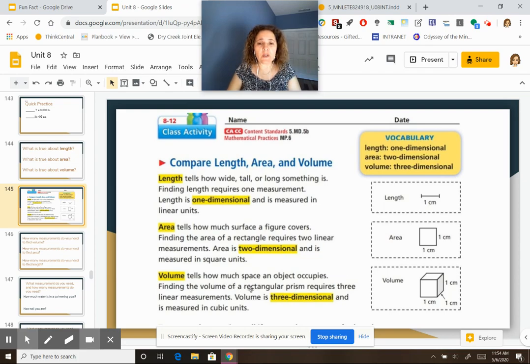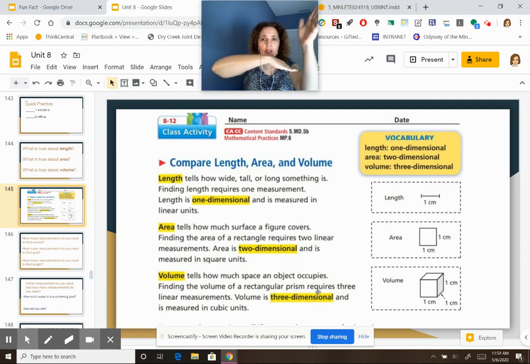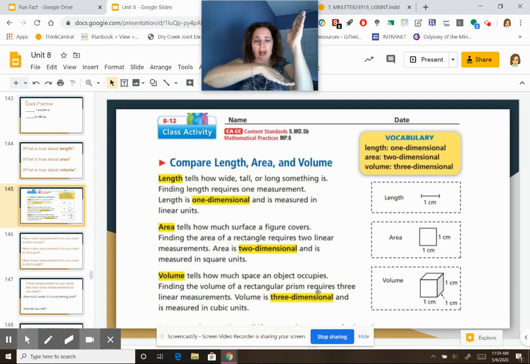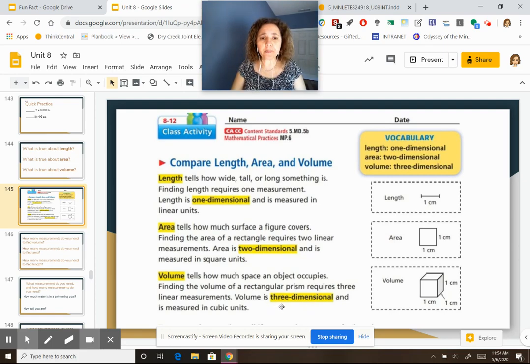Volume tells how much space an object occupies. Finding the volume of a rectangular prism requires three measurements. Remember, we need the length, we need the width, and the height. And those are three-dimensional, right? The volume is used for three-dimensional, and we have three measurements for that. Okay, so volume, we need the length, the width, and the height. Okay, so that's what we're going to be looking at today.